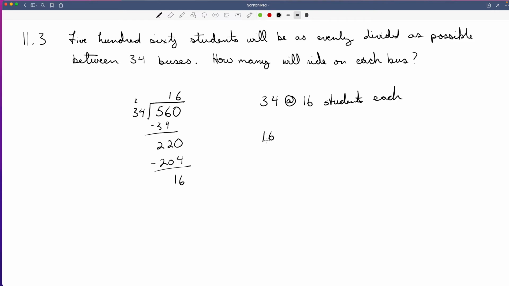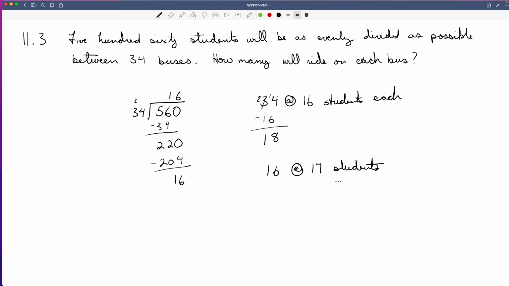So 16 buses, let's say 34 minus 16, 14, that'd be a 2, and that'd be a 1. 14 minus 6, that's going to be 8. Yes, 8. 2 minus 1 is 1. All right, so that's what we're going to do. 18 of the buses are going to have 16 students, but 16 of the buses are going to have one more student than that, so 17 students.